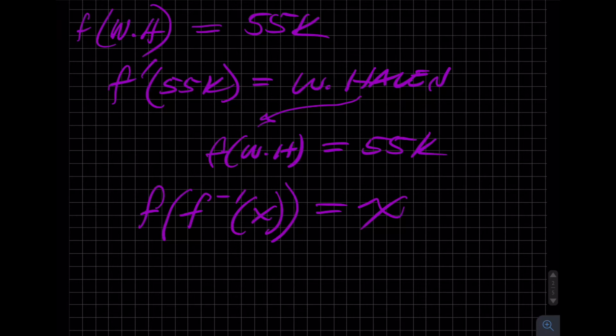I put 2 in, get 7. Put 7 into the other one, get 2. Put 2 back into the first, I'll get 7. 7 back into the other one, I'll get 2. 2, 7, 2, 7, and so on.